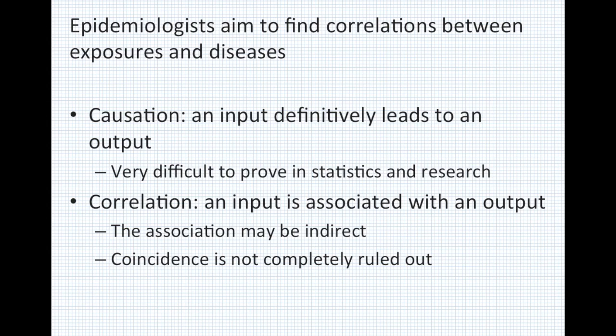So, epidemiologists aim to find correlations between exposures and diseases. And I want to highlight that there is a difference between the terms correlation and causation. Causation means that an input definitively leads to an output. And this is really difficult to prove in statistics and research because it is so definitive and there's really no room for error. Correlation, on the other hand, is an input that is associated with an output. The association may be indirect, and coincidence or error is not completely ruled out.